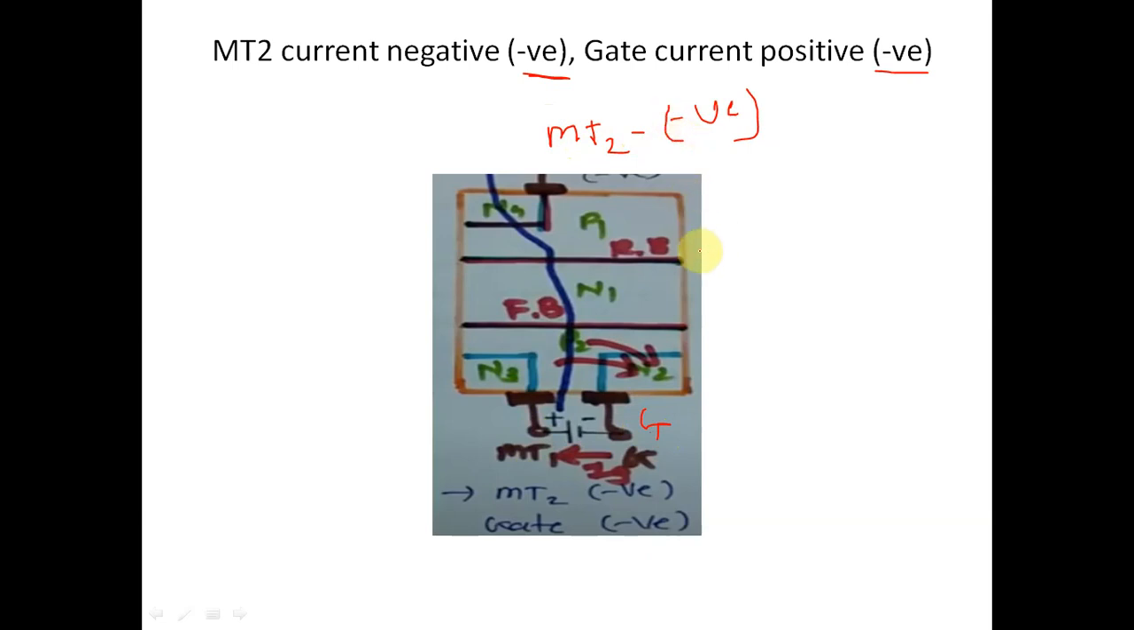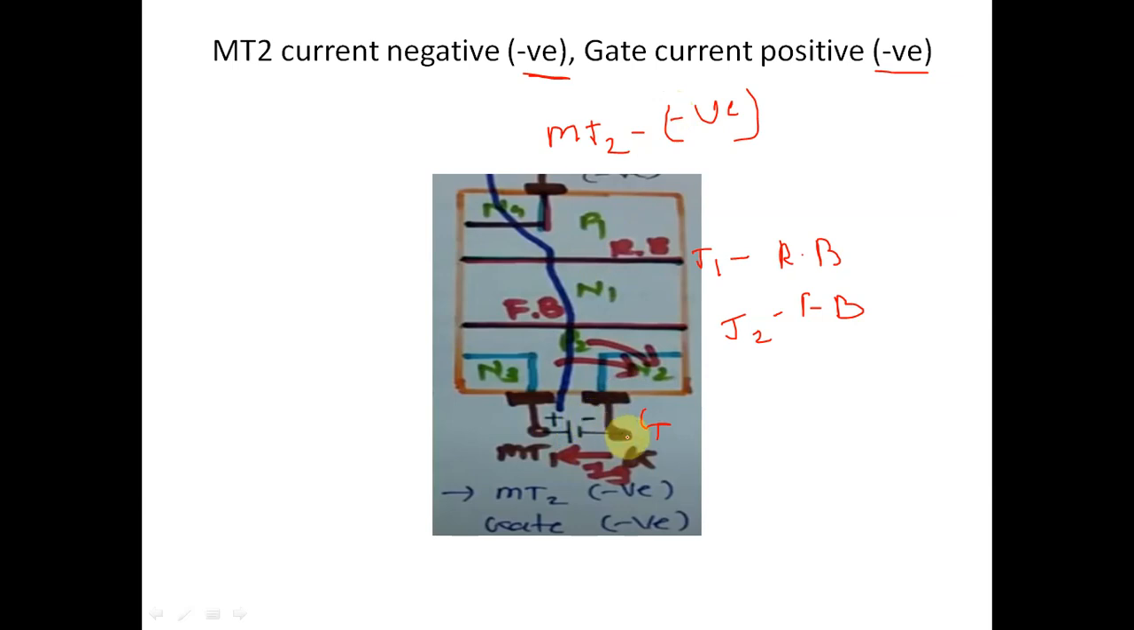Due to this, J1 junction is reverse bias. Why is J1 junction reverse bias? Because this negative terminal of the battery is connected to P1. So J1 junction is reverse bias. This J2 junction is forward bias. Why is it forward bias? Because this N1 is connected directly to the negative terminal of the battery.